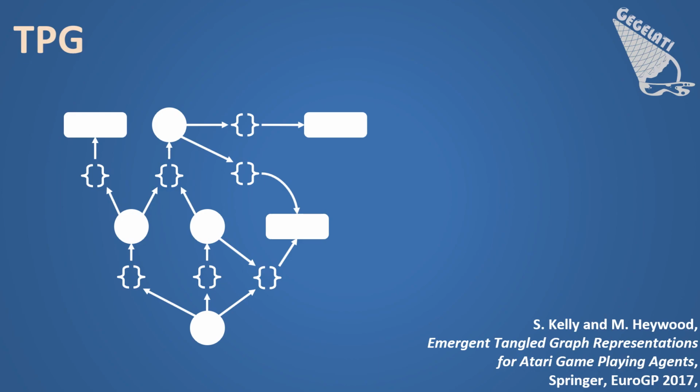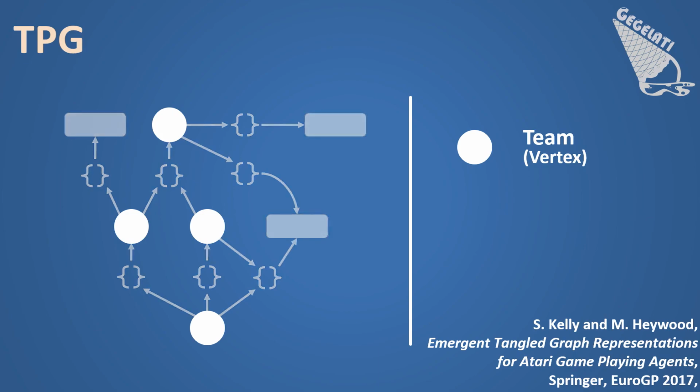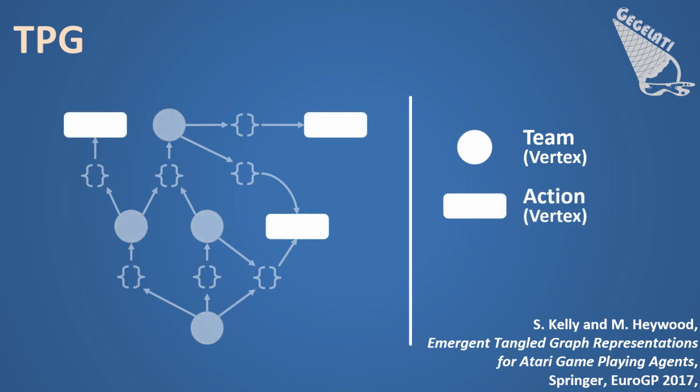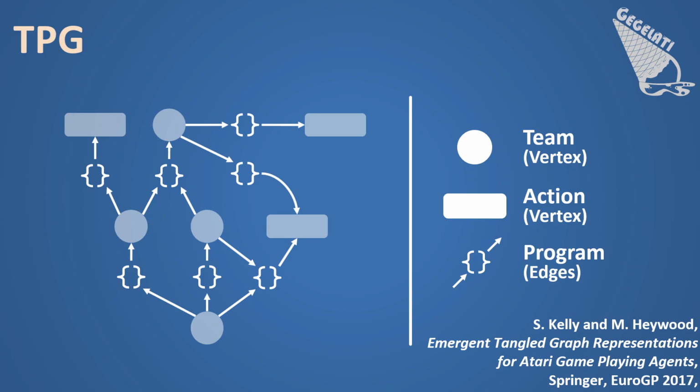As indicated by its name, the learning algorithm behind TPGs is modeled as a directed graph. In a graph, three types of elements can be identified: teams, which are the internal vertices of the graph; actions, which are the leaf vertices of the graph; and programs, which are the edges of the graph.